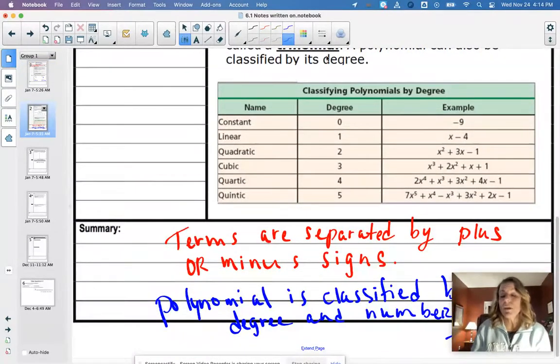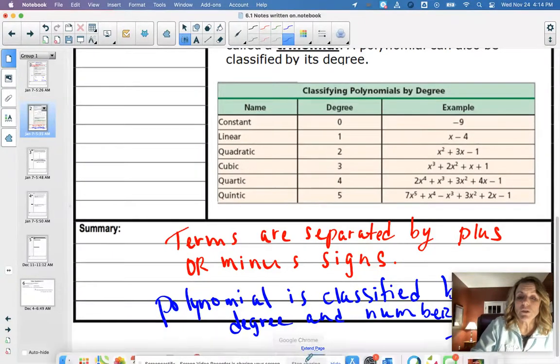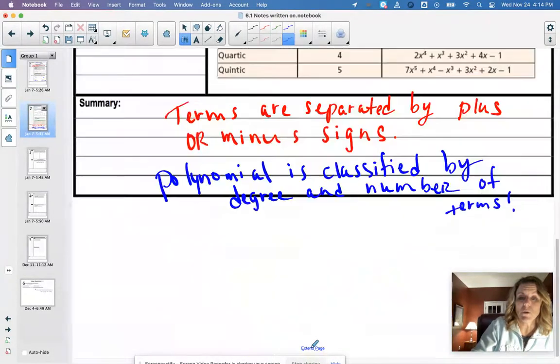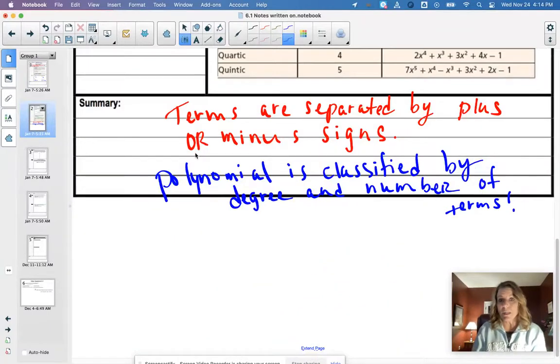If the polynomial has a degree of 1, it's linear. Degree of 2, quadratic. We're already familiar with that. A degree of 3, cubic. 4, quartic. 5, quintic. I wrote a little extra piece of information down below here. Terms are separated by plus or minus signs. A polynomial is classified by degree and number of terms. We're going to talk about that now.